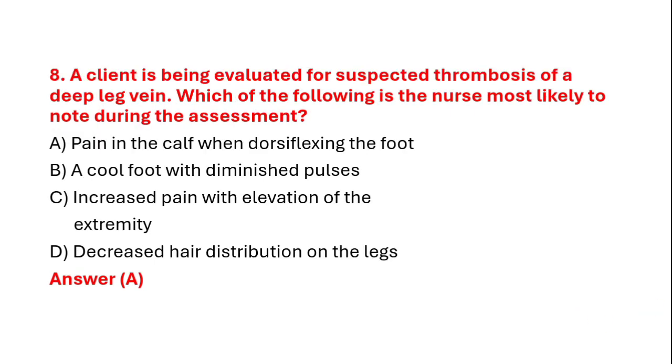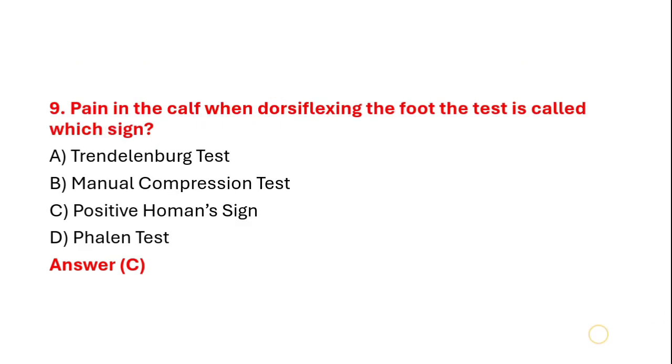Number 8, a client is being evaluated for suspected thrombosis of deep leg vein. Which of the following is the nurse most likely to note during the assessment? Option A, pain in the calf when dorsiflexing the foot. Option B, a cool foot with diminished pulses. Option C, increased pain with elevation of the extremity. Option D, decreased hair distribution on the legs. Correct answer is option A, pain in the calf when dorsiflexing the foot.